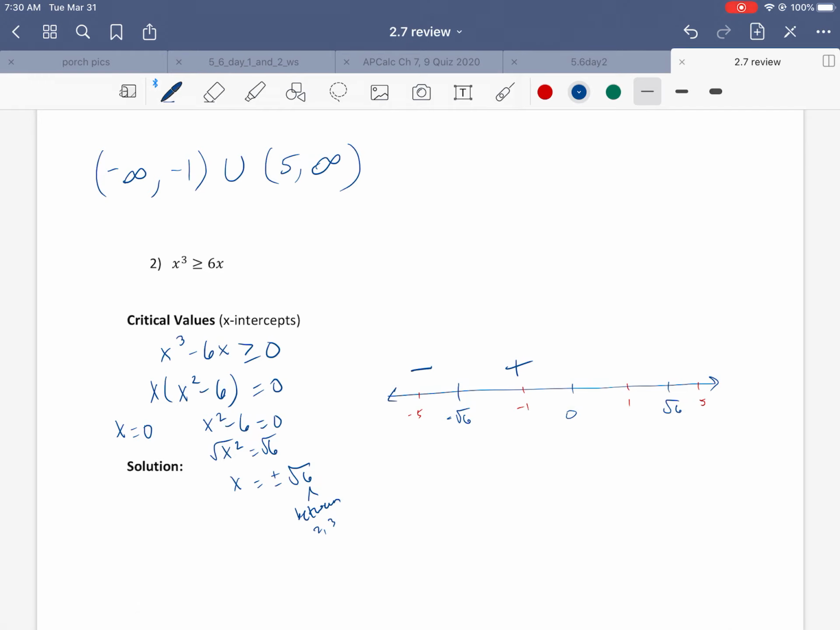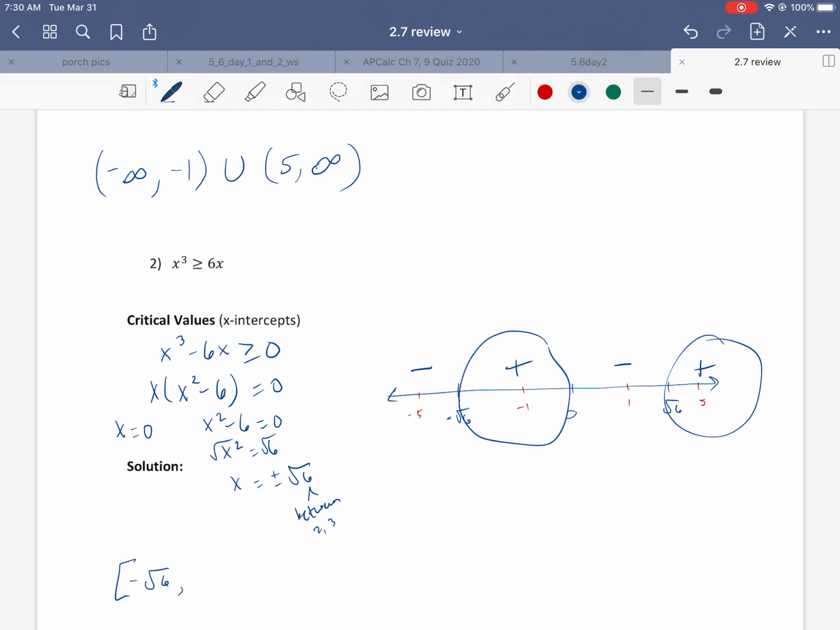Positive 1. 1 is positive. 1 squared minus 6 is negative. Positive times a negative, negative. And then 5. 5 is positive. 5 squared minus 6, positive. So we have two regions, two intervals, where it's positive, just like the graph showed, between negative root 6 and 0, and root 6 on to infinity.